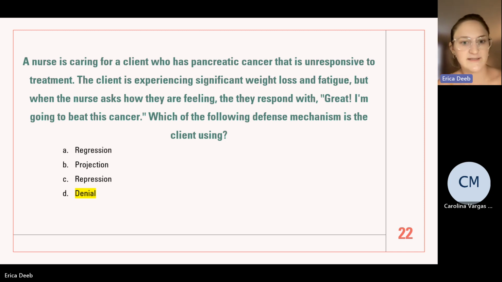And then repression is going to be kind of pushing down those feelings and repressing those emotions. So someone's like, "How are you feeling?" "Oh, I'm feeling fine. I don't really have any emotions about it." So they're repressing those feelings rather than dealing with them, which of course isn't good. You want to kind of confront your feelings.